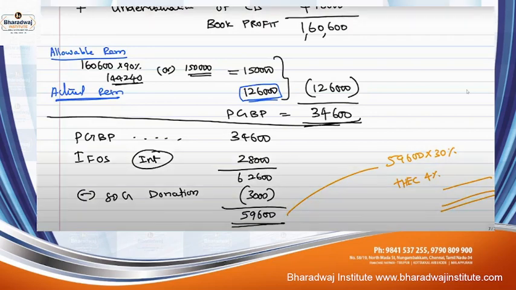We worked out book profit. Then we worked out allowable remuneration 1,50,000, but actual is only 1,26,000, so we allowed that 1,26,000. PGBP was 34,600. That 34,600 plus income from other sources minus donation will give us taxable income. On total income you have to pay 30% tax, plus HEC at 4%. No basic exemption for partnership firms.